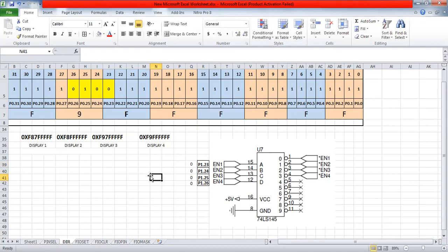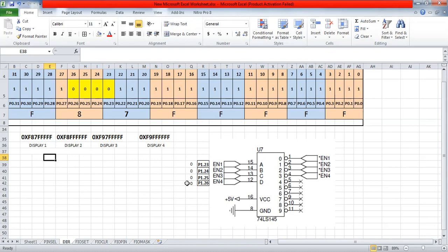Okay, so in the register the corresponding value is like this. That means the 23rd, 24th, 25th and 26th positions should be 0 and all the remaining positions of the FIO pin register will be set to 1. In that case, the corresponding hexadecimal value is F8, 7, F. Okay, so this hexadecimal value needs to be written via the FIO pin register to select the first display.